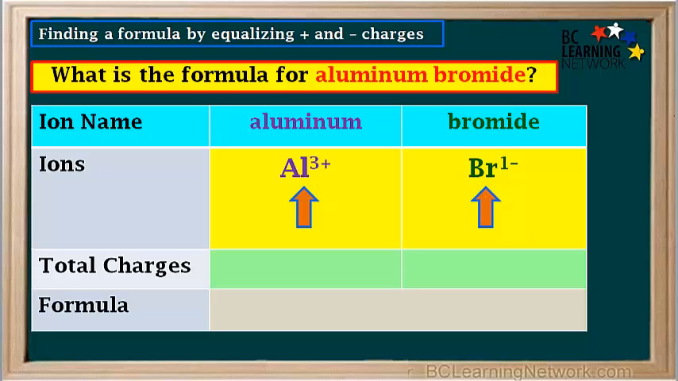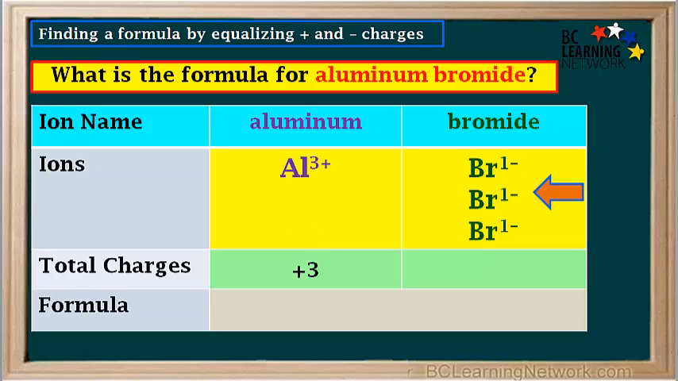Here, we are using a 1- for the charge on bromide rather than just a minus. Looking at their charges, we see that they are not equal and opposite. They don't add up to 0. When the formula is correct, these charges will be equal and opposite, and they will add up to 0.